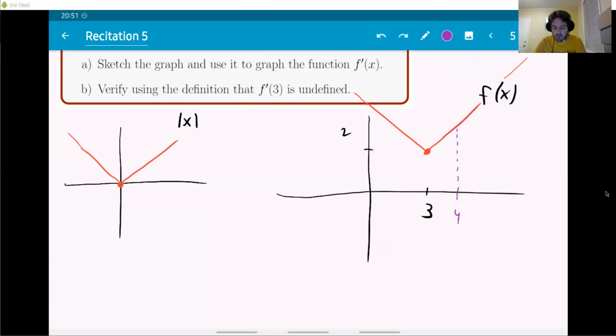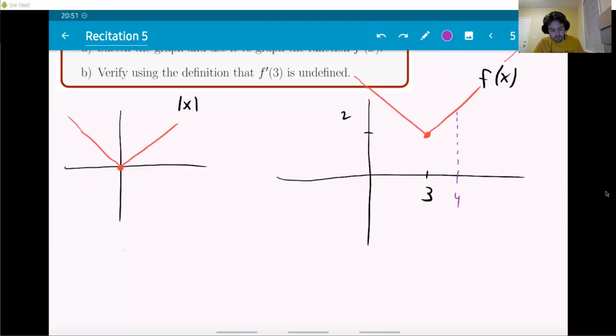So around this point 4, this piece of the graph, this red piece, is the tangent line. And we know what the slope of that is supposed to be. I told you it's 1. So based on the graph here, we can probably guess that f prime of any point after 3 is 1. For any a more than 3.